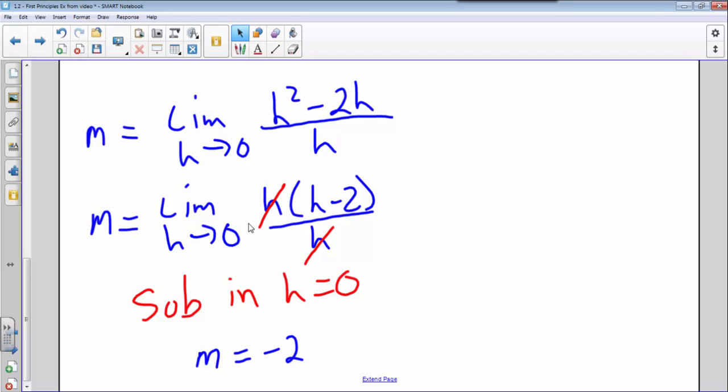And so once the h's have divided out here, I can put the 0 in just for the sake of finding out what the slope is at that point, and I find that the slope at that point would be negative 2.